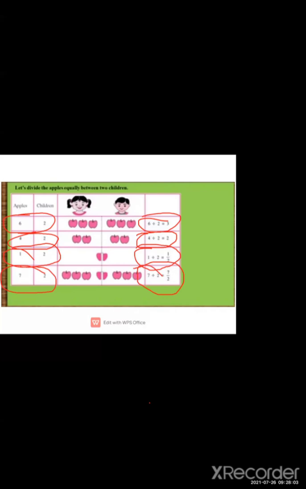See here, 1 upon 2 is your proper fraction. Why? Because the numerator is less than the denominator. So it is a proper fraction. Next is 7 upon 2. 7 upon 2 is your improper fraction. Why? Because 7 is greater than the denominator, that is 2. Okay.